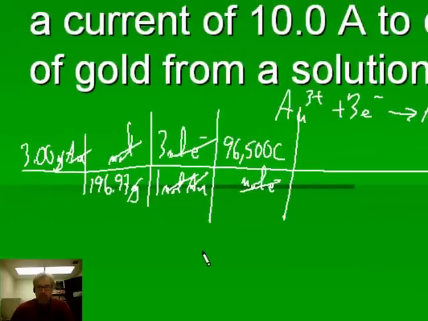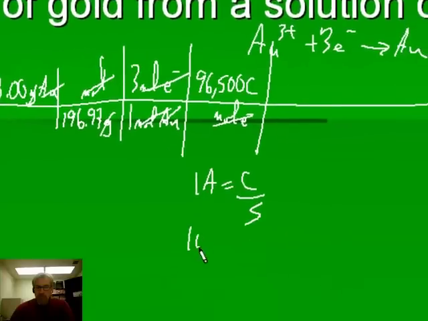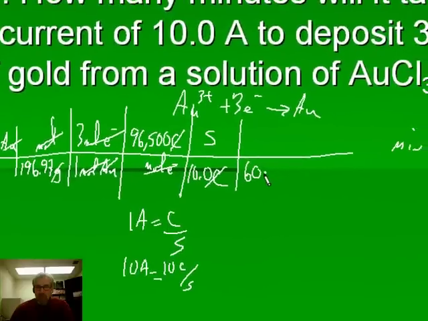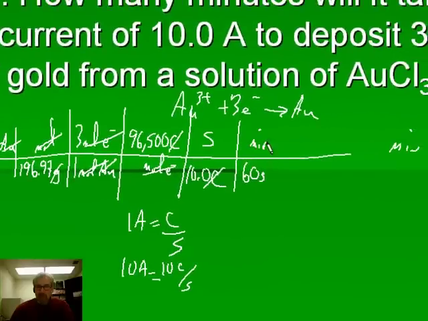Now remember, an amp is a coulomb per second. 1 amp is 1 coulomb per second. So 10 amps would be 10 coulombs per second. So I can use that here. 10.0 coulombs per second could be multiplied by coulombs to give me seconds. And then to finish this equation off, well, I know there are 60 seconds in a minute. So my calculation is done here.